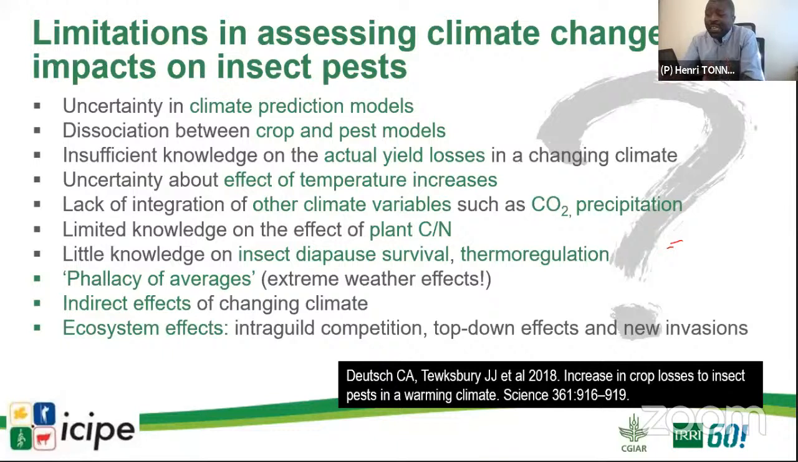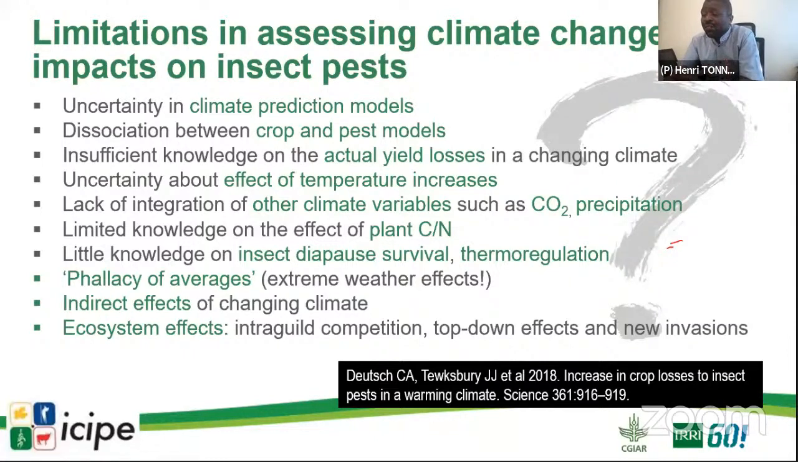Little is known about diapause. And we are all aware that an increase in temperature may affect the level of diapause, because diapause sometimes is caused by very high cold in certain insects. And there's also the issue of the fallacy of the average in terms of extreme events. What is the effect of the duration and frequency of extreme events in temperature change, for example? We need to investigate all this.